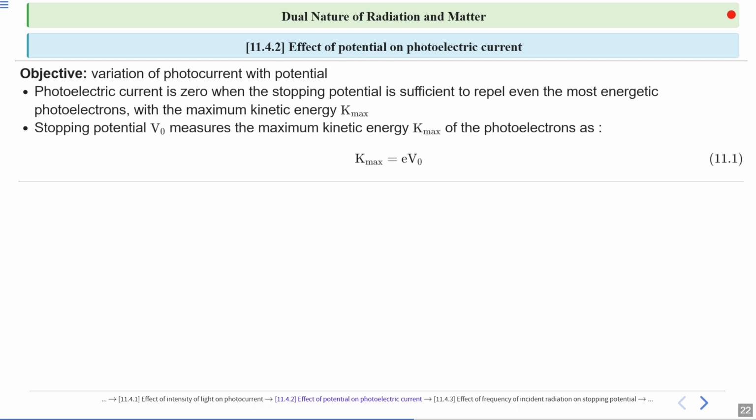So let's focus on the stopping potential, which we label as V naught. This value directly measures the maximum kinetic energy of the photoelectrons. The relationship is Kmax equals eV naught, where Kmax is the maximum kinetic energy in joules and e is the elementary charge.